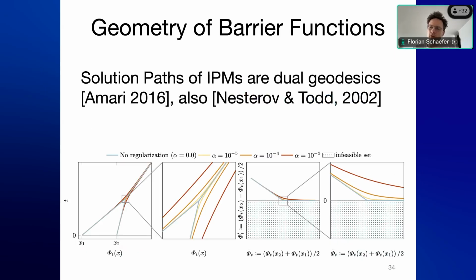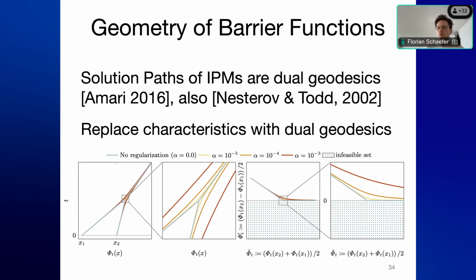And now the key observation is that the so-called central path, the solution path of interior point methods, is exactly the dual geodesic generated by the barrier. And so in other words, we can now extend this regularization that before was tied to this variational form. We can now extend this to general dynamical systems by saying we simply take what used to be the characteristics before, which were going on ordinary Euclidean straight lines, and we now replace them with these strange dual straight lines.